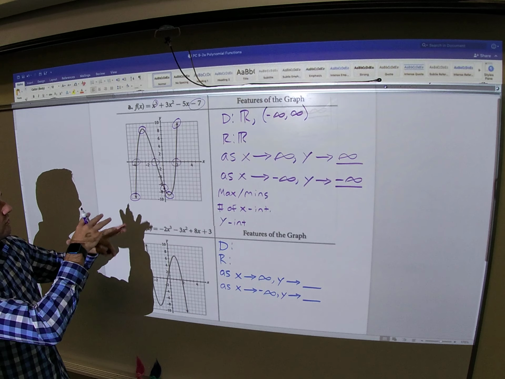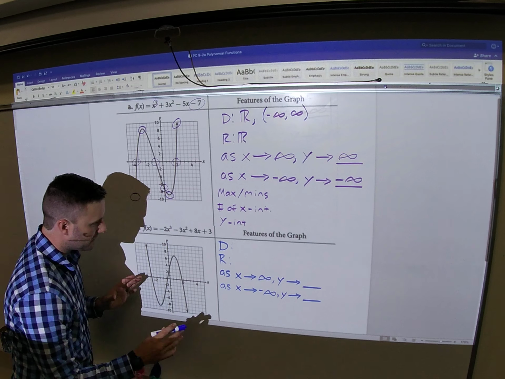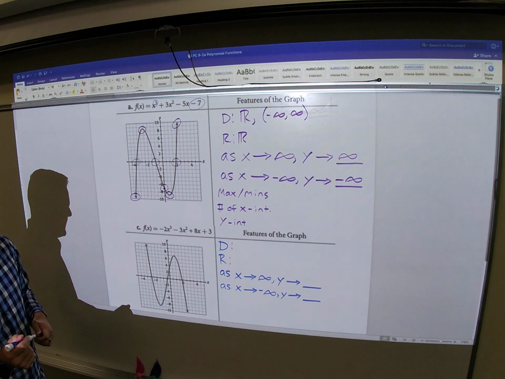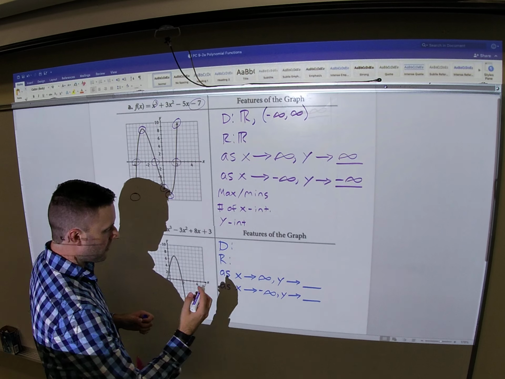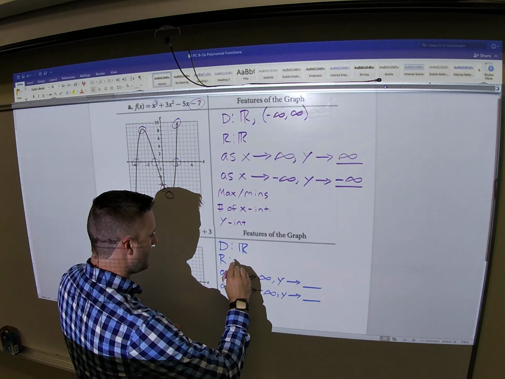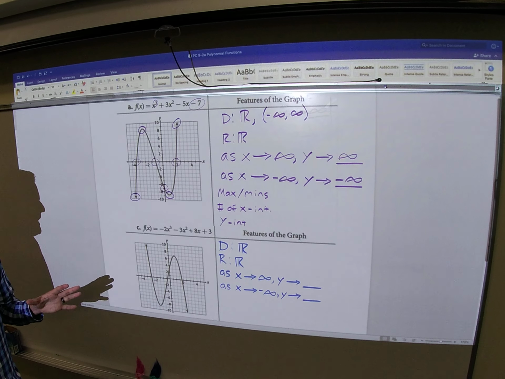Now we're not going to go through all of those again for the next example, but on this next example, let's just take a look at domain and range again. So even though it's flipped, looks similar but different, these are all real numbers, so all x values, all y values, all real numbers. There's nothing I cannot have.